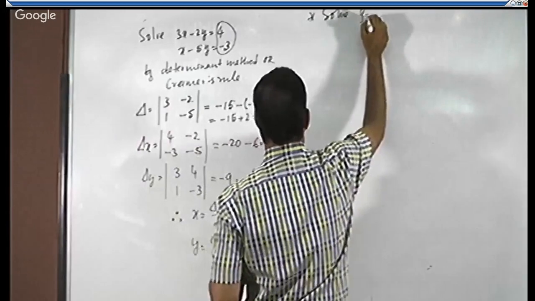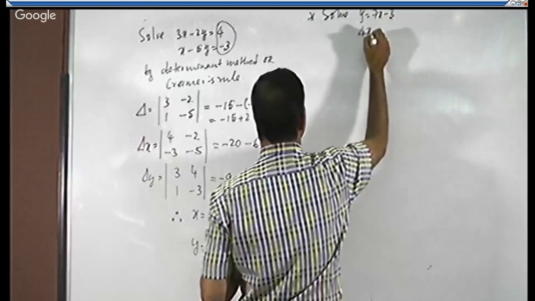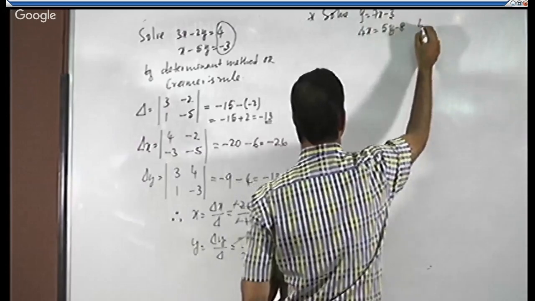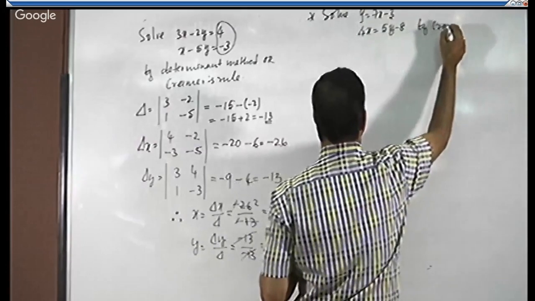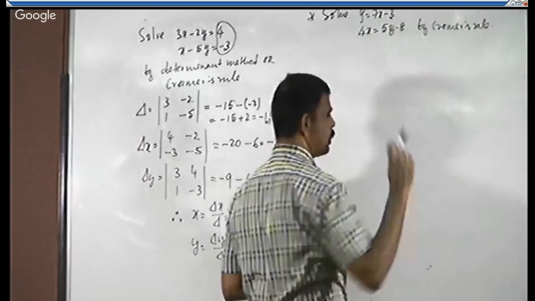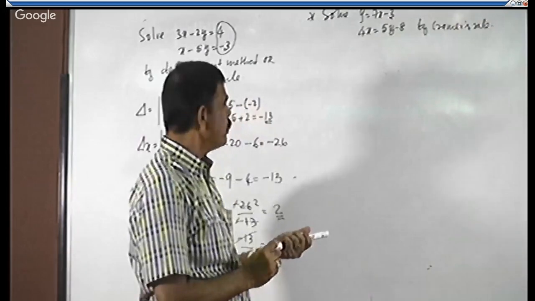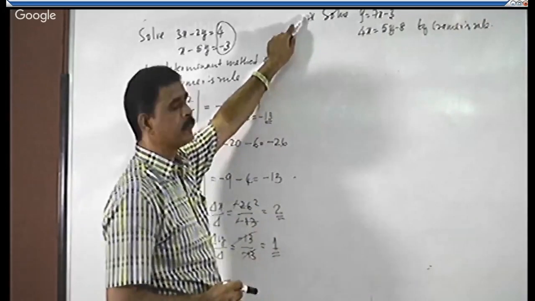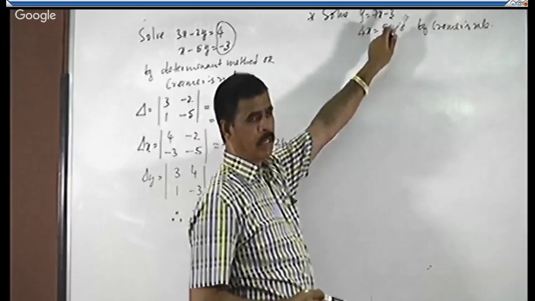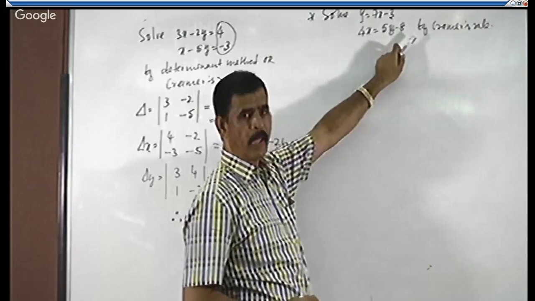Solve. y is equal to 7x minus 3, 4x is equal to 5y minus 8 by Cramer's rule. They will give you Cramer's rule or determinant method. See the problem. What is given? y is equal to 7x minus 3. 4x is equal to 5y minus 8.